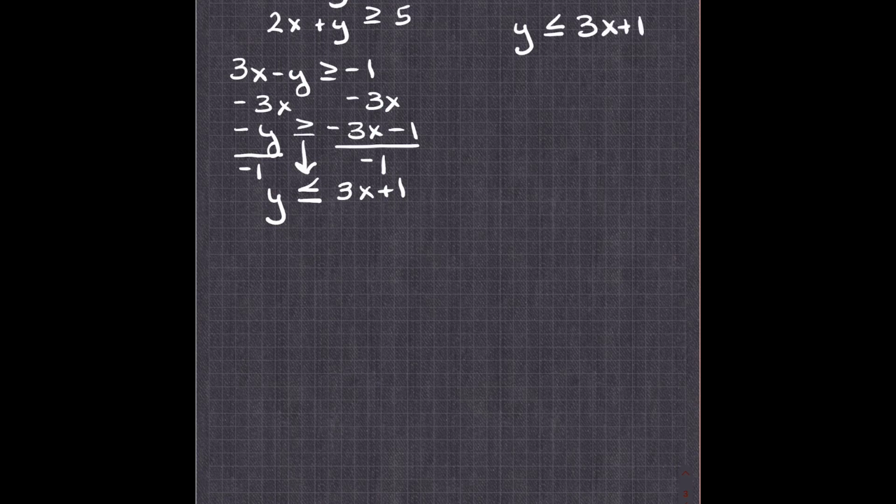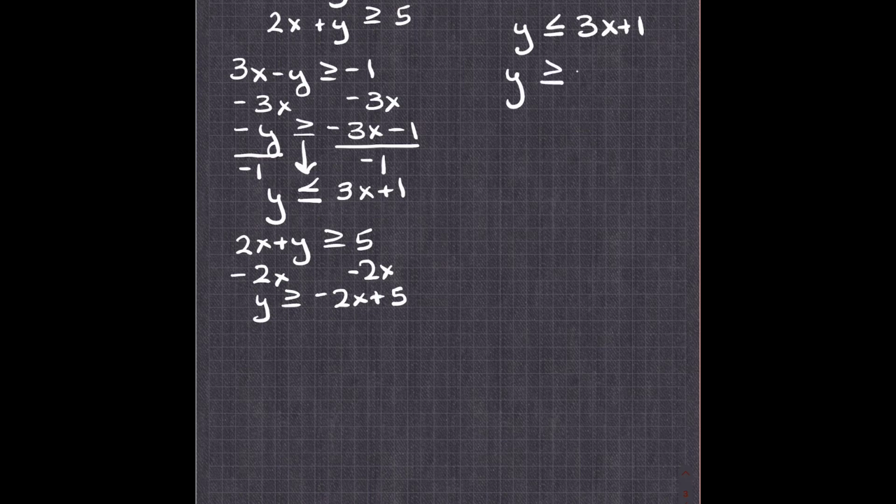And then rearranging the other one, I have 2x plus y is greater than or equal to 5. I'm just going to subtract 2x from both sides to get y is greater than or equal to negative 2x plus 5. We didn't divide or multiply by a negative, so we have this one. And we can put these on a graph.